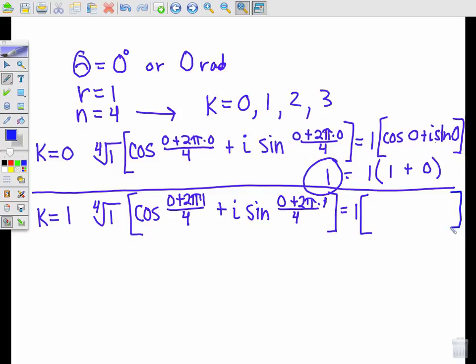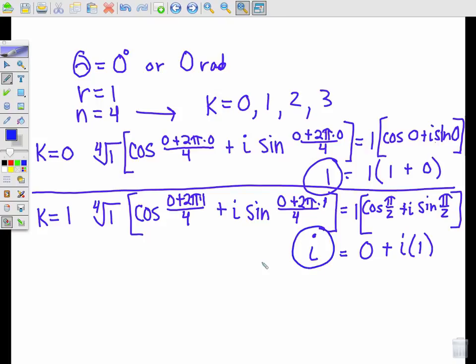So this evaluates to, we have the 4th root of 1, which is 1, times cosine of, if I do 0 plus 2 pi times 1 divided by 4, that's 2 pi divided by 4, or cosine of pi over 2, plus i sine, and again, it's going to be the same angle, so pi over 2. We evaluate this, it's just 1 times the result. So the result is cosine of pi over 2 is 0, plus sine of pi over 2 is 1. So the answer is i.